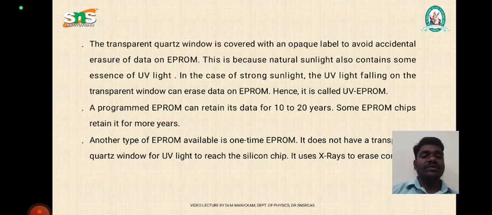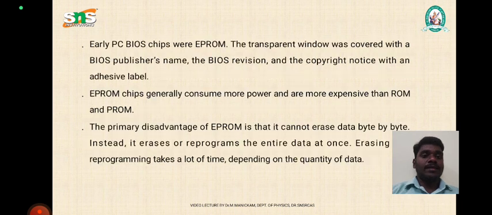Another type of EPROM available is the one-time programmable EPROM. It does not have a transparent quartz window for UV light to reach the silicon chip. It uses X-rays to erase the contents. So these are the types of EPROMs. Early PC BIOS chips were EPROM. The transparent window was covered with an adhesive label carrying the BIOS publisher's name, the BIOS revision, and the copyright notice. So these are the labels on the ICs or chips.